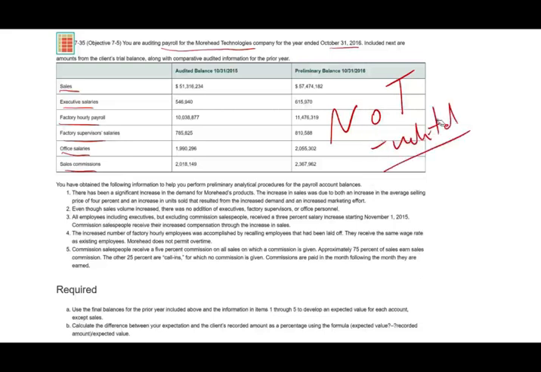Now, you have obtained the following information to help you perform preliminary analytical procedures for the payroll account balance. Now, what are preliminary analytical procedures? Basically, you want to think if this account makes sense. That's all you're doing. Does it make sense based on last year's audited balance and based on the additional information that I know about the company? You're just making a guesstimate, in a sense: how close am I to what the number should be compared to what the company gave me?